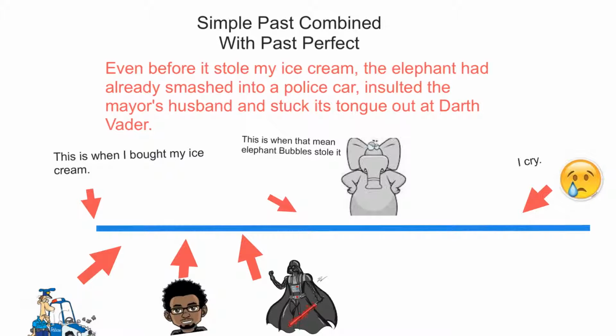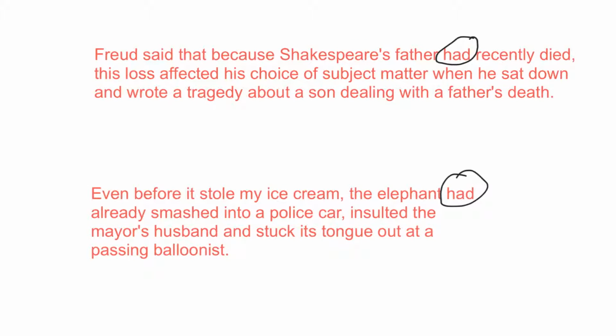Like, that elephant was in trouble even before it stole my ice cream. It had already smashed into a police car, insulted the mayor's husband, and stuck its tongue out at Darth Vader. Right. The use of had in those sentences helps to order the events of the past.